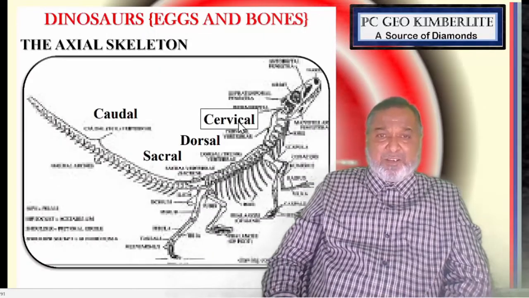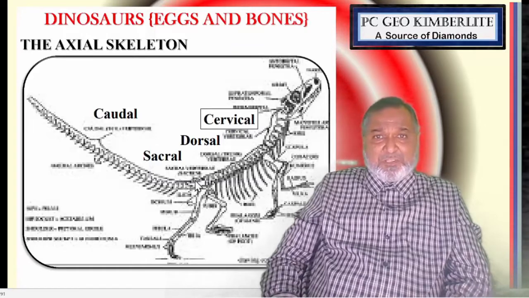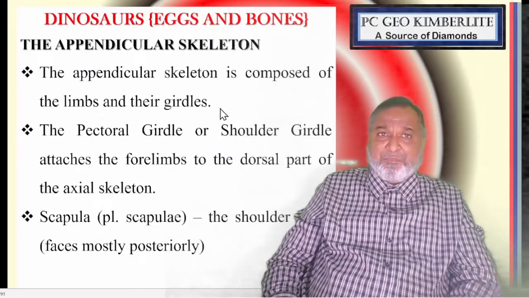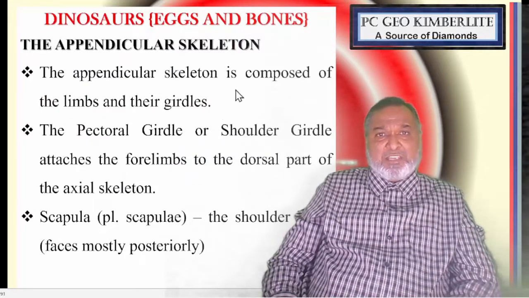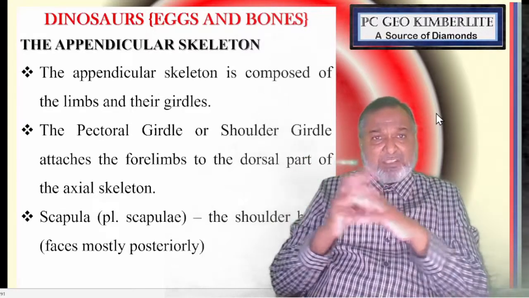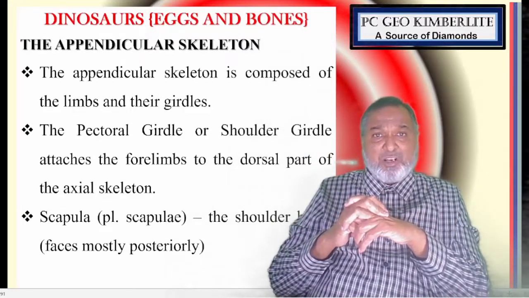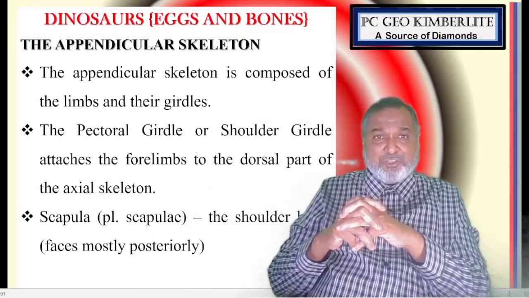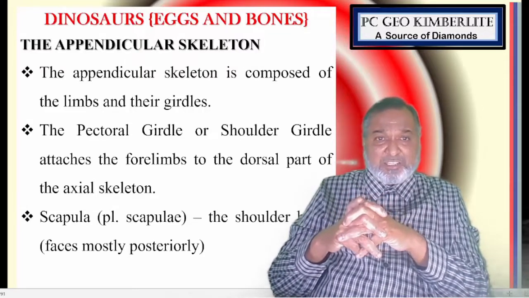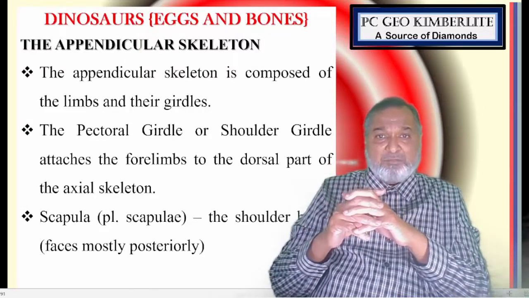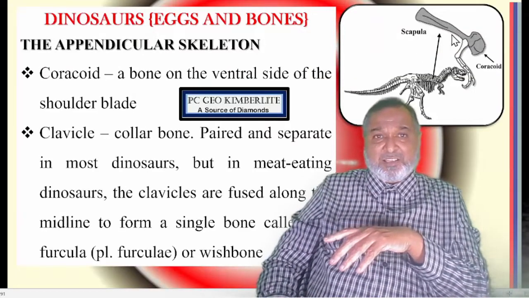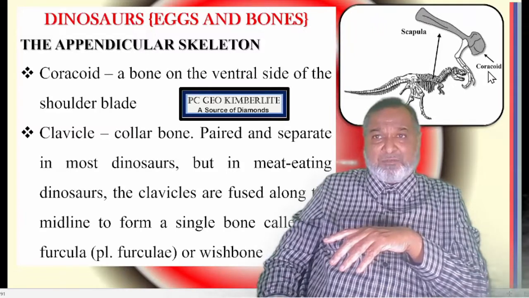Again, enlarge the figure. You can see the words which have been given for the particular dinosaur. The skeleton is composed of the limbs and their girdles. The pectoral girdle, the shoulder girdle, attaches the forelimbs to the axial skeleton. Scapula, the shoulder blade, faces partly posteriorly. So there is the scapula, one by one.